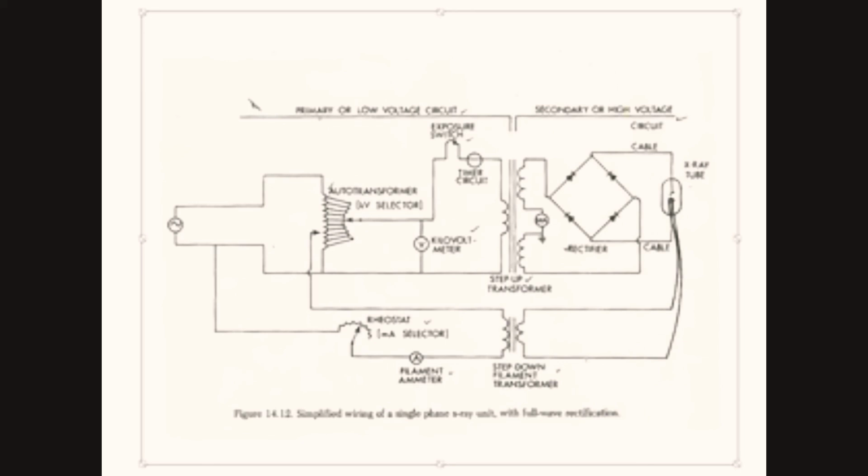After that, we have the X-ray tube, which is the final step in the X-ray circuit, and it's in charge of producing the X-ray photon. The X-ray tube is built with two portions, the cathode and the anode. The cathode is negative and the anode is positive.